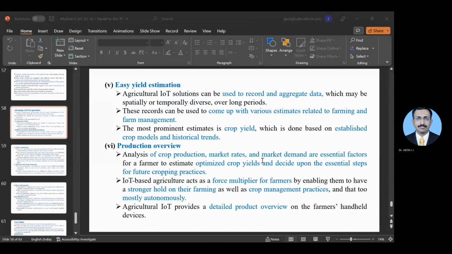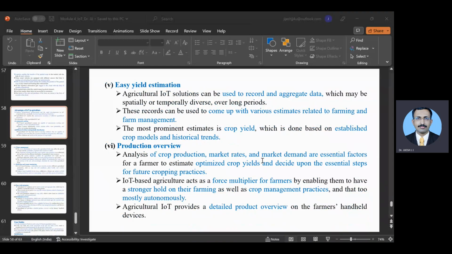What is the advantage of having a yield estimation? Sometimes some products' cost in the market will fluctuate very fast. So if you have a yield estimation, you can make sure that at this point of time I am going to get so much yield, whether I have to sell it at this point of time or some other time. So the farmer gets more benefit out of the same productivity. So it is very important for us.